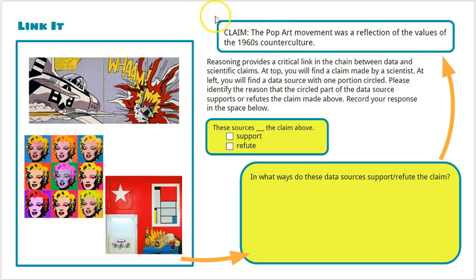Anyway, since our Milwaukee Public Museum has a lot of pop art, I used the pop art movement. The claim is that it was a reflection of the values of the 1960s counterculture. I have no idea if that's true. I assume it's true, but again, I don't really know that much about it. So I put in some examples of the pop art movement, and then I would expect the students to be able to support or refute that. And then I would be only looking at these two boxes here. So it really focuses the students in on what I think is most important.